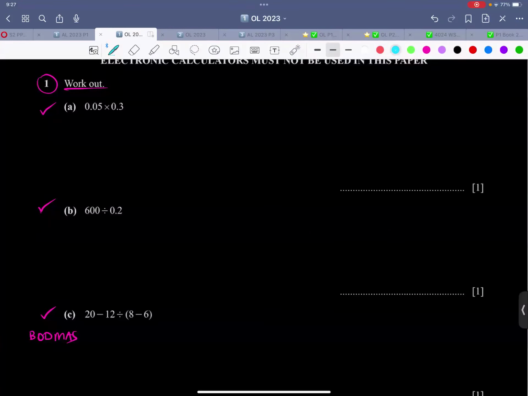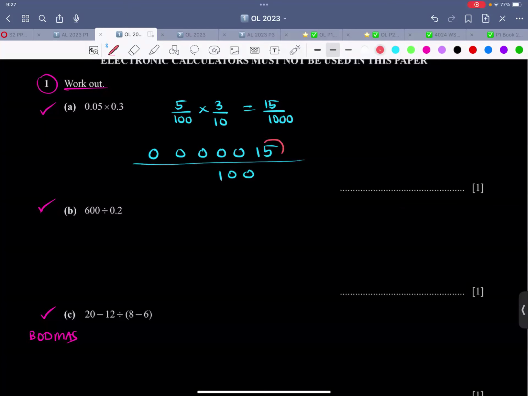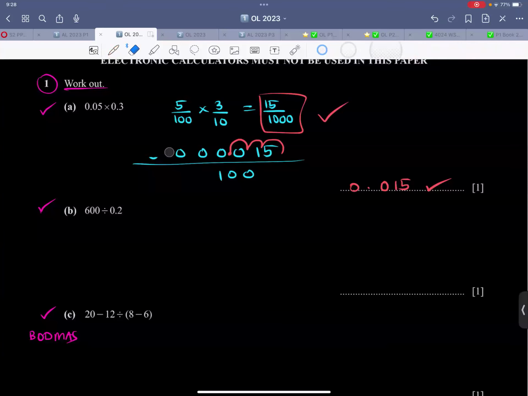First thing first, 0.05 into 0.3, 5 over 100 into 3 over 10. I can write this as 15 over 1000. I can also write a lot of zeros like this and write a 15 and then divide by 1000. So 1, 2, 3 decimal places. Therefore the answer is 0.015. This is also perfect. I can just erase the extra zeros. That was just to get you started.